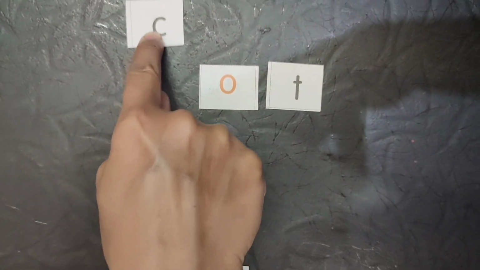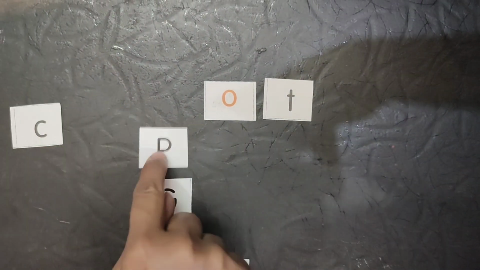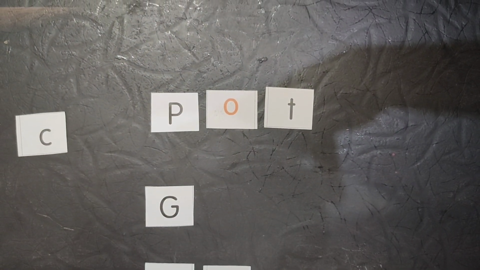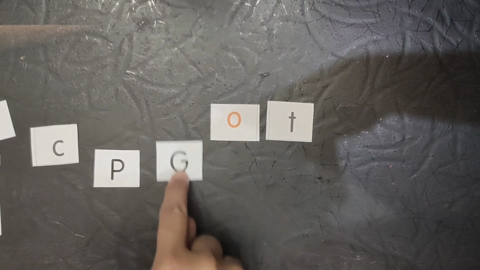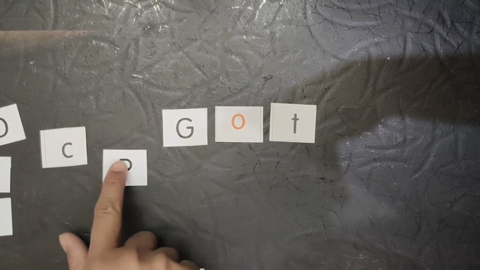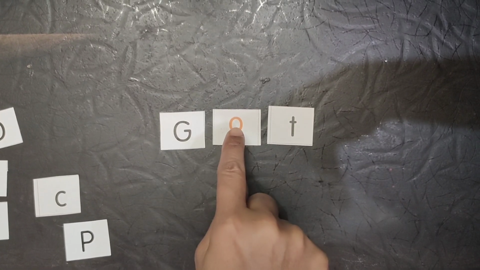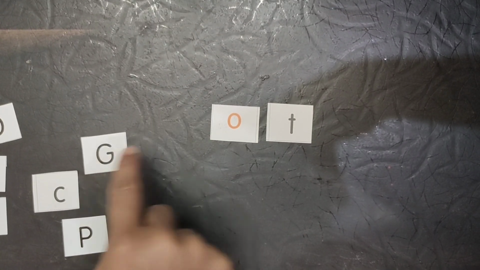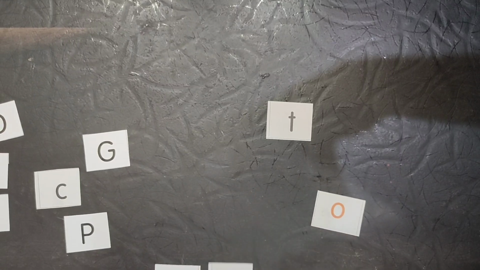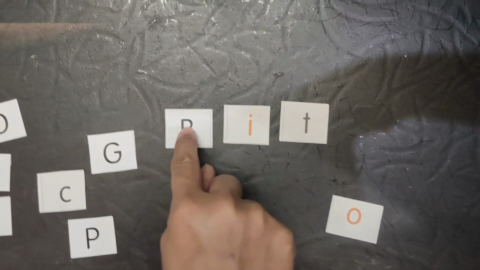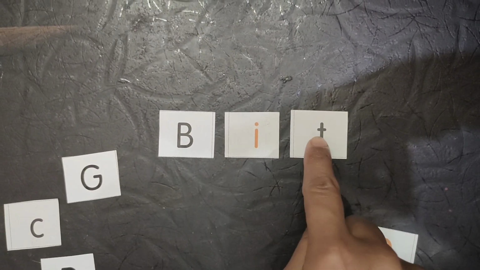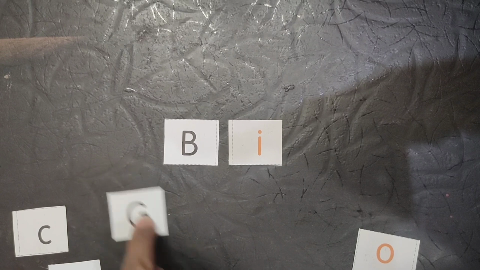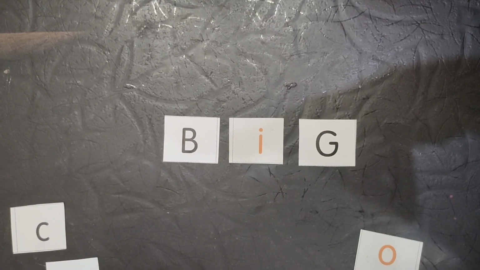Now we are going to change the first letter with P. What is this? Yes, right, pot. Now I'm again changing it. What is this? Goat. Okay. Now I'm changing the first letter and the middle letter also. Yes, what is this? Bit. Again I'm changing the ending letter. Now what is this? Big.